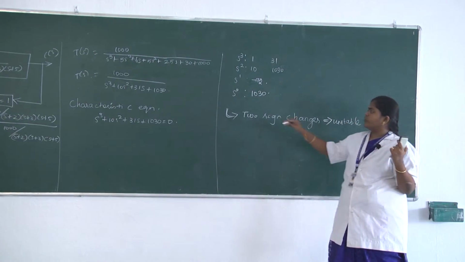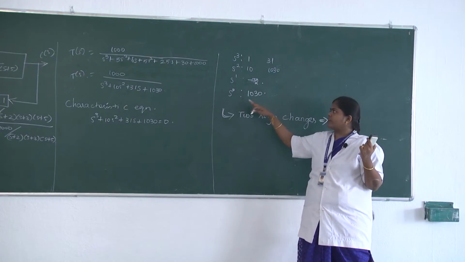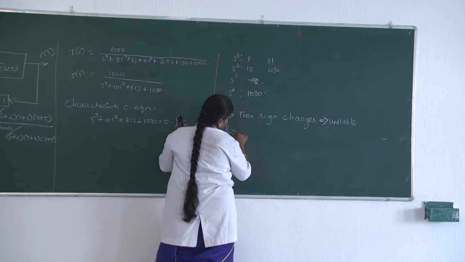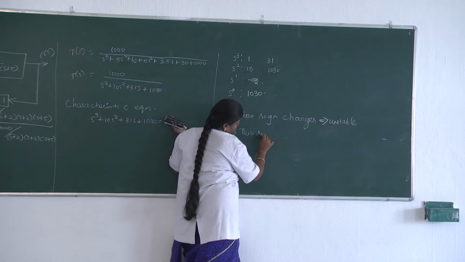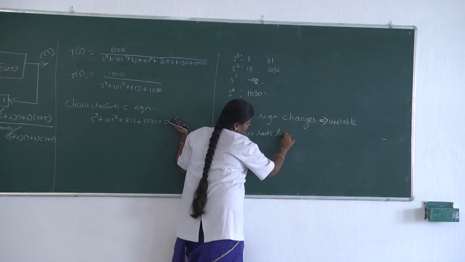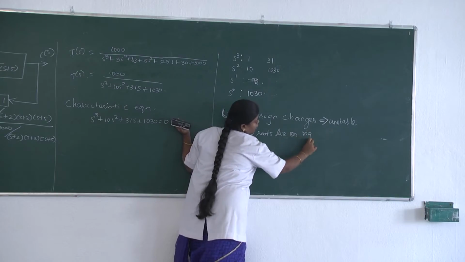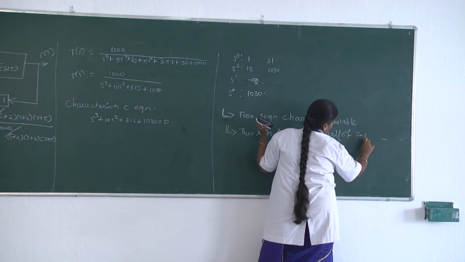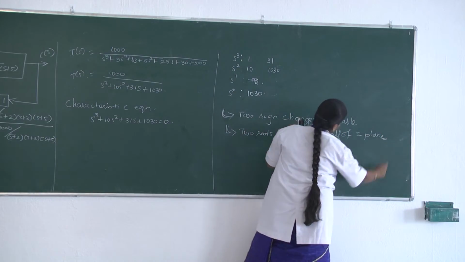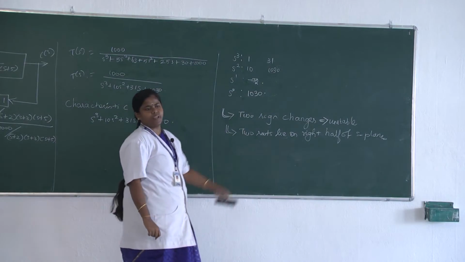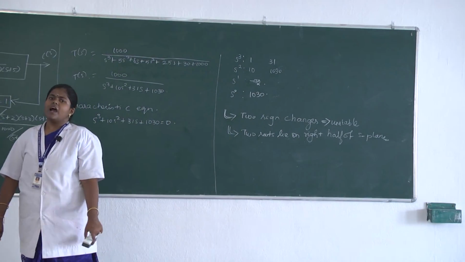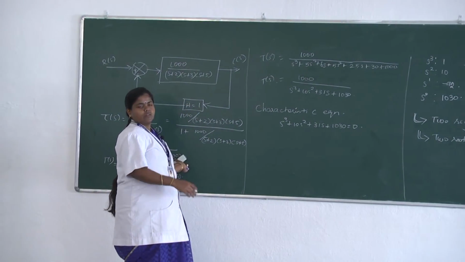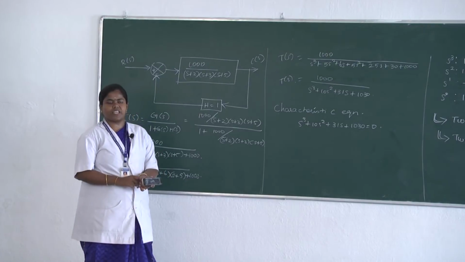And also we know that the number of sign changes is equal to the number of roots on the right half. Hence there are 2 roots that lie on the right half of the S-plane. The 2 roots of this characteristic equation lie on the right half of the S-plane and make this system an unstable system. So let us see some other example where the roots are going to lie on the imaginary axis.